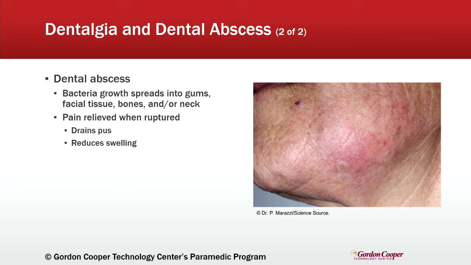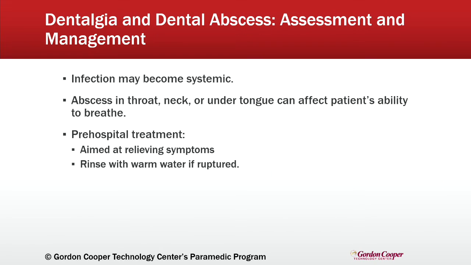A dental abscess, when that bacteria spreads from the cavity into the gums, facial tissues, the bones, or even into the neck, we start to have some major issues. In some cases, it may need to be drained surgically before anything can happen. And this picture here is a pretty good example of what that looks like from the outside. On the inside, it's going to be just a mess. And they may have to drain that pus in order to get ahead of it with some antibiotics.